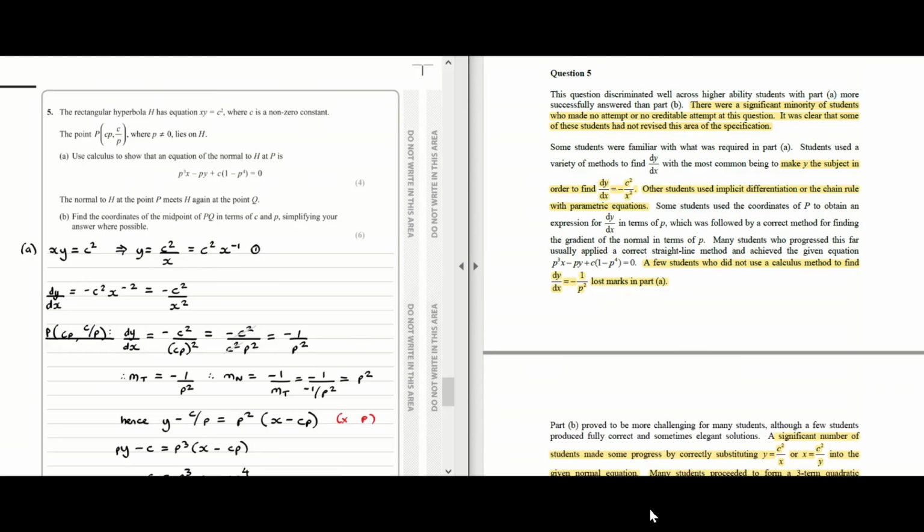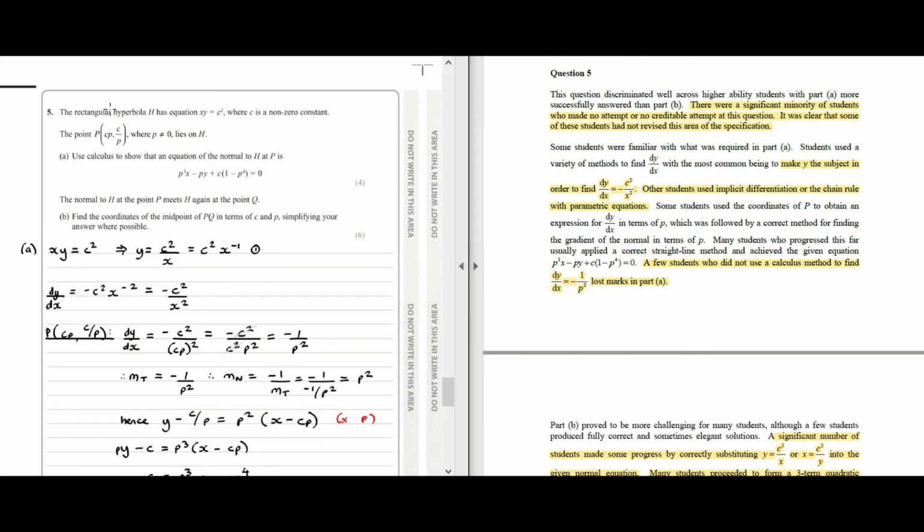Question 5 was concerning conics. This question discriminated well between a lot of students. There were a significant minority of students who made no attempt or no credible attempt in this question. It was clear that some of these students had not revised this area of the specification, and I don't think this question was particularly hard. It's nothing more difficult than you'd find at GCSEs, in your regular A-level maths.